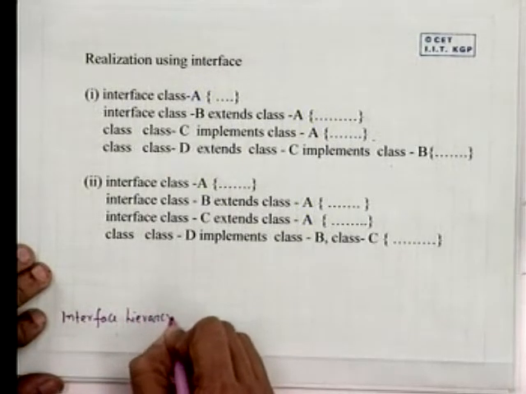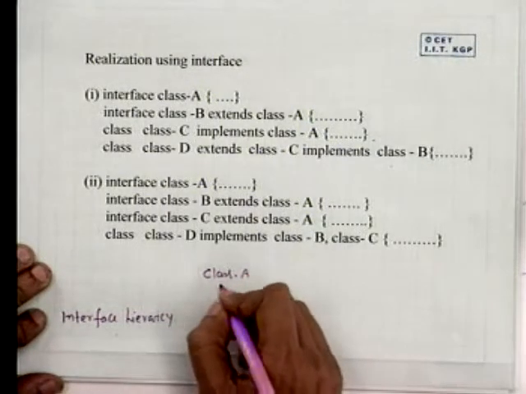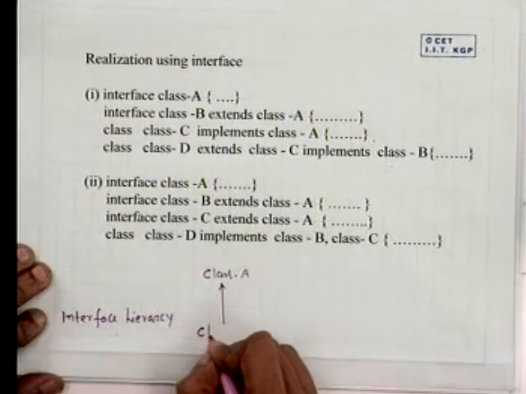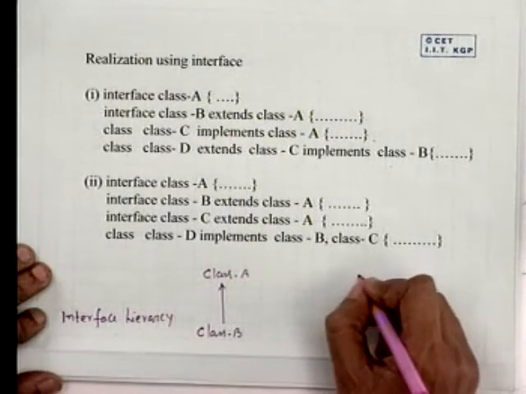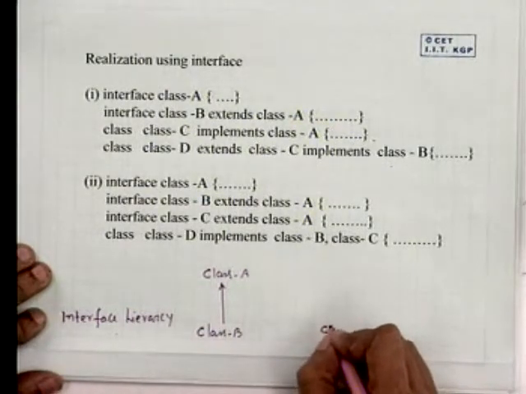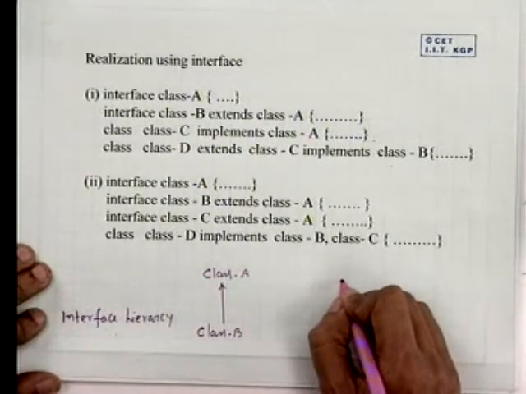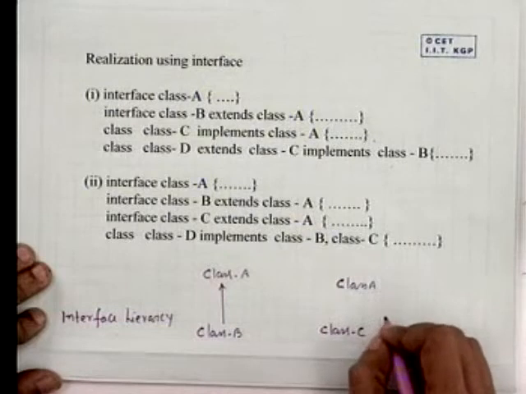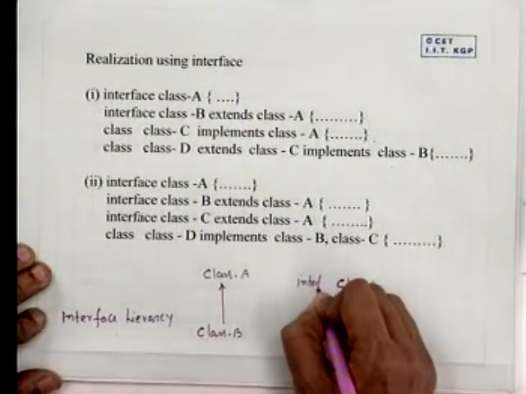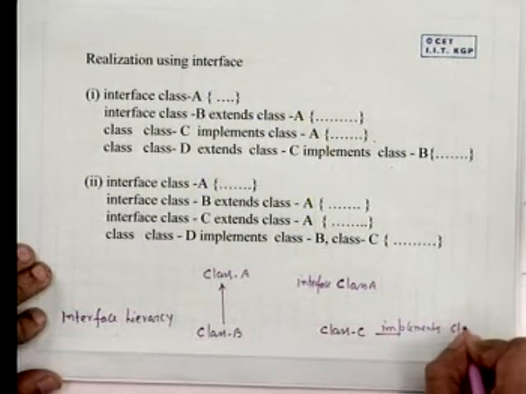The hierarchy in the first case is that we have the class A interface, which is extended by class B. And suppose we have class C, this is really now a class, which implements class A. That is, the interface is implemented by the class. Now, what happens?